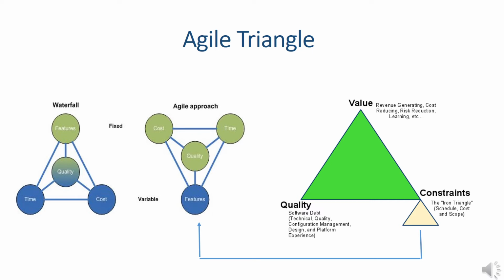So once again, the flipped iron triangle of Agile actually shows that the time and cost are fixed per iterative cycle and the scope is variable. Now, how come the feature set is dynamic in Agile? How come it keeps on changing? Why can't it be fixed?